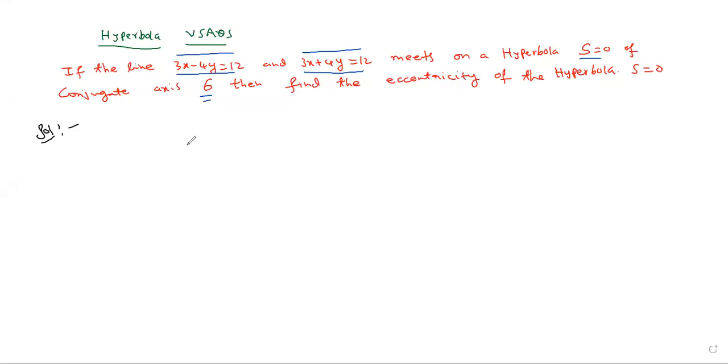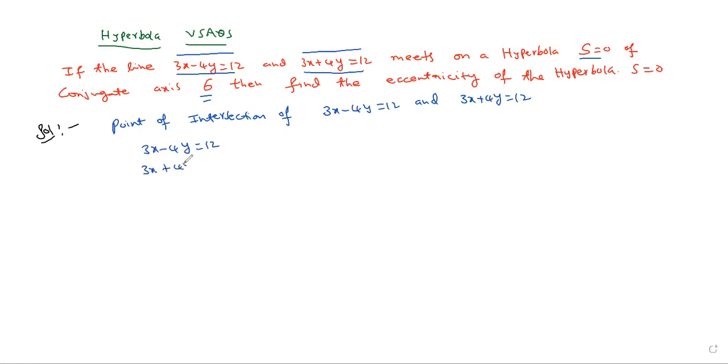Yes, observe this VSA. The line meets the hyperbola at S equal 0. So first find the point of intersection. Point of intersection of 3x minus 4y equal 12 and 3x plus 4y equal to 12. Solve it.